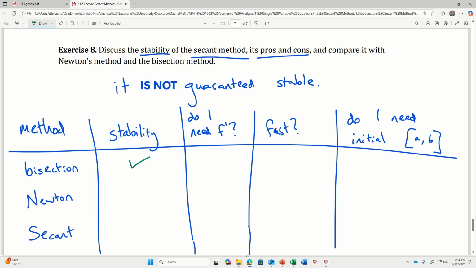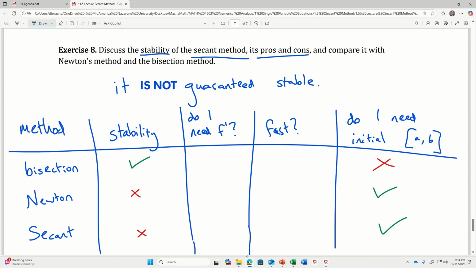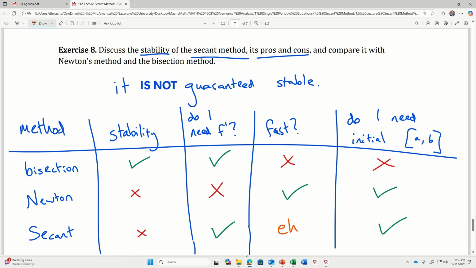The bisection method was guaranteed to work as long as you started it out right with an initial bracket. On the flip side, do I need an initial bracket? Yeah, with the bisection method, you do need an initial bracket. So that is kind of a strike against the bisection method because that's not always a guarantee. Do I need to calculate the derivative? You only need to calculate the derivative if you're dealing with Newton's method, so that's kind of a strike against Newton's method. And then, is it fast? Well, Newton's method is fast. Bisection method is considered pretty slow. And then the secant method is considered somewhere in the middle.